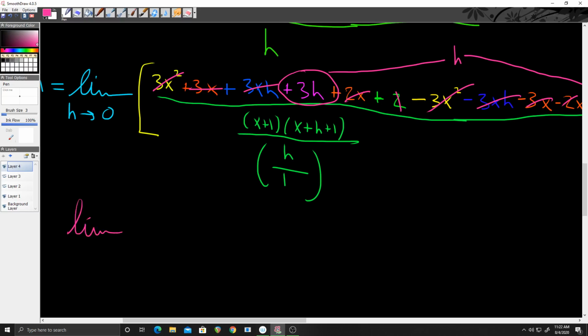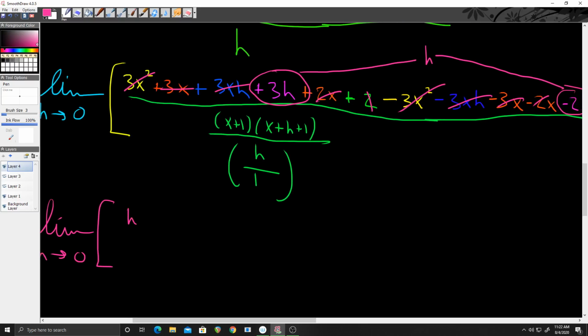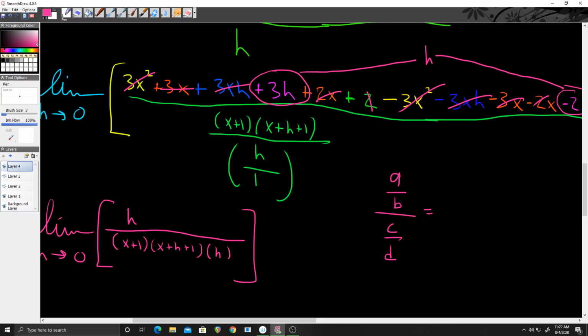Limit as h approaches 0. And what's going to be remaining on the numerator? Just h. Okay. This denominator, x plus 1, x plus h plus 1, and then times h. Okay, I'm playing the complex fraction game, from pre-cal or from algebra. You students like to say keep, change, flip. The idea is that if you are dividing by a number, that's the same thing as multiplying by its reciprocal.